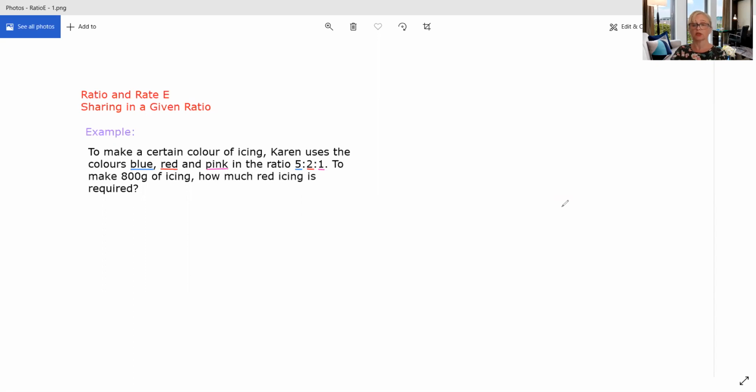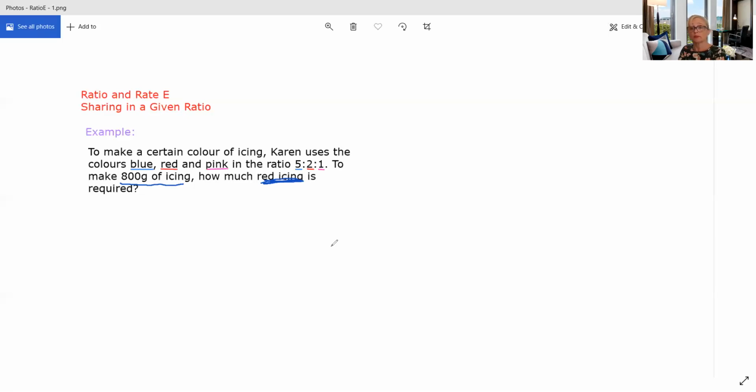If you're making a certain colour, such as in this example here, you're not always going to put in equal quantities of your various colours. In this example, we want to make a certain colour of icing that's going to be something sort of purplish, I guess. We're going to use blue, red and pink in the ratio 5:2:1. And we know we want to make 800 grams total of icing. We want to know how much red icing we are going to need.